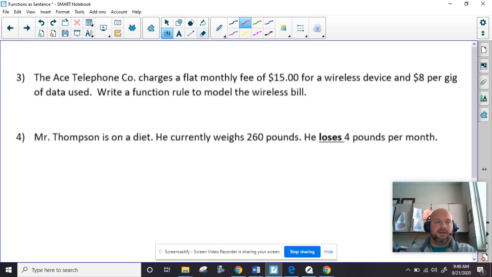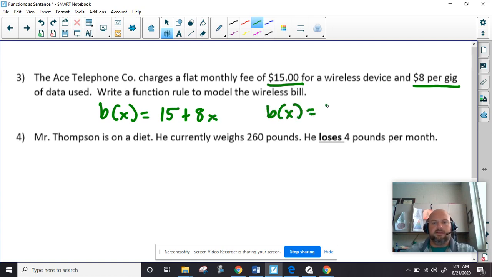Okay. All right. Ace Telephone Company charges a flat fee of $15 for wireless device and $8 per gig. Okay, write a function rule. Okay, so we're going to say B of X because that's our bill. I could have done C again, but I want to do something different. All right, so you got to pay $15. So 15 is our constant, and then $8 per gig. So that's our per. So 8X. And again, you could write it like this, and you're done.